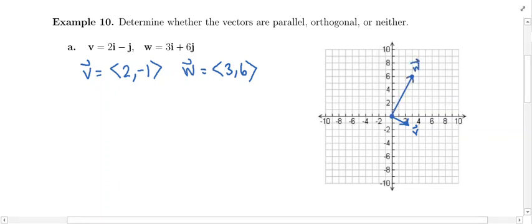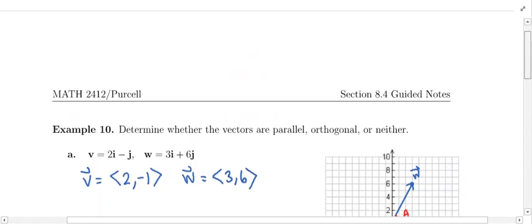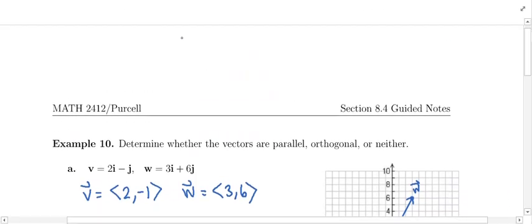Okay, and we're trying to figure out what this angle is, theta. It looks like it definitely could be 90 degrees. But we've got to make sure. So we're going to use our formula on all of the examples in example 10. We're going to be using this formula. So there's some work we're going to have to do here.